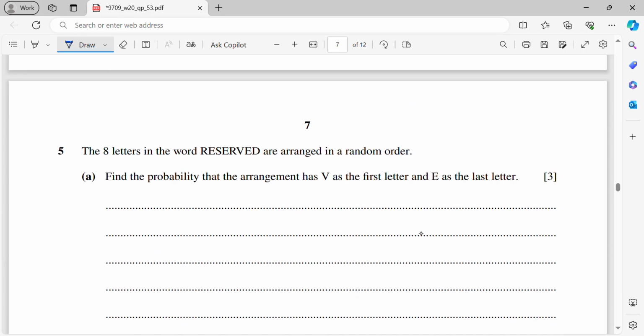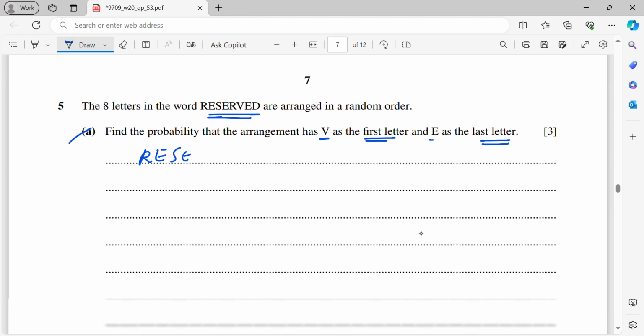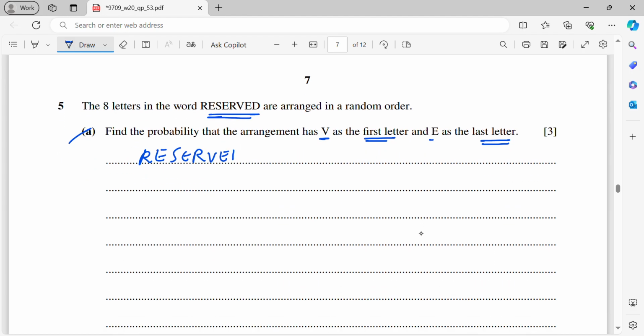Okay, now for question number 5. The 8 letters in the word RESERVED are arranged in a random order. A. Find the probability that the arrangement has V as the first letter and E as the last letter. So now, RESERVED. From here you have 8 letters. Out of 8 letters we have 2 R's, then we have 3 E's. After that we have S, and then we have V and D.